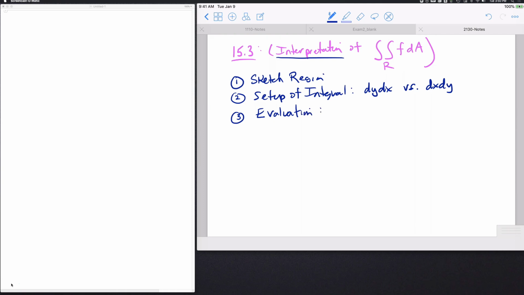This may require u substitution. It may involve integration by parts, any of those integration techniques that you learned about in Calculus 1 and Calculus 2. So I will not revisit those evaluation steps here. What is needed in this Calculus 3 class is interpretation.